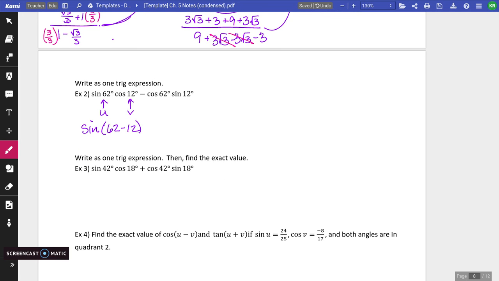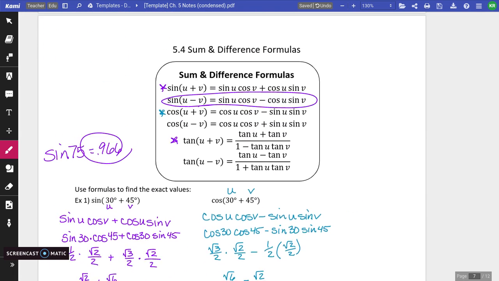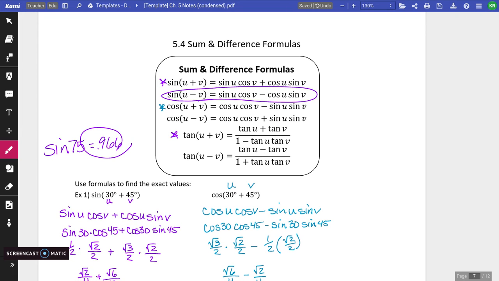Or you're looking for the sine of 50 degrees. We're going to do similar to number 3. So it's sine times cosine. So 42, that's going to be the u, 18 will be the v. So sine u times cosine v plus cosine u times sine v. So let's see, we need sine cosine plus sine cosine plus cosine sine.